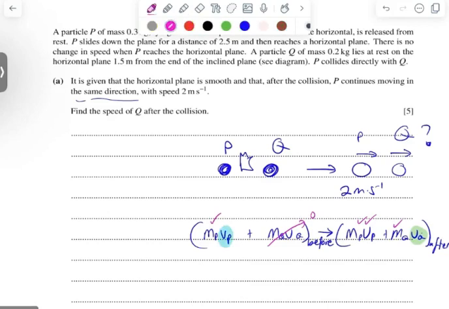So we need to work out the speed of P in a different way. It's not going to help if we use momentum in this case, because we've got two unknown velocities in this equation. Our final one that we want is the velocity of Q. So we must be able to find the velocity of P in a different way.